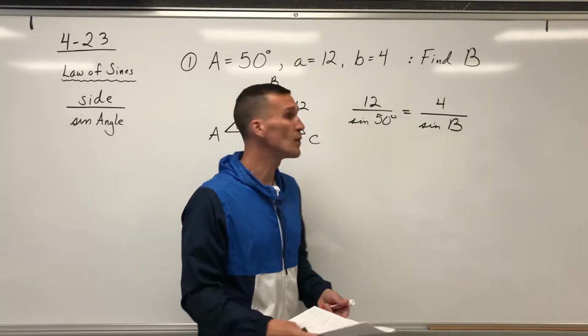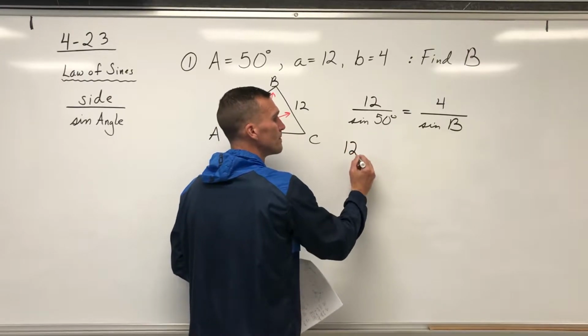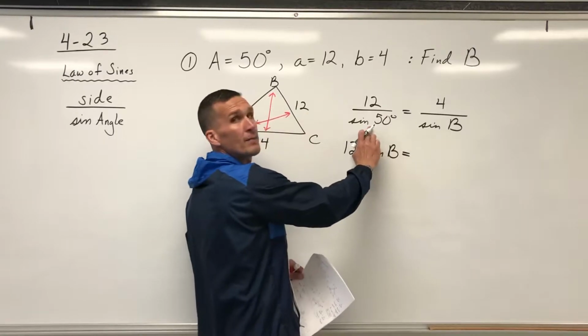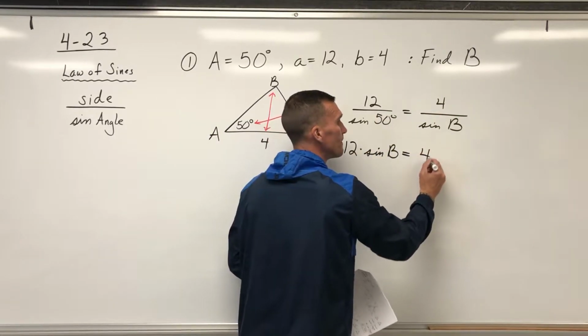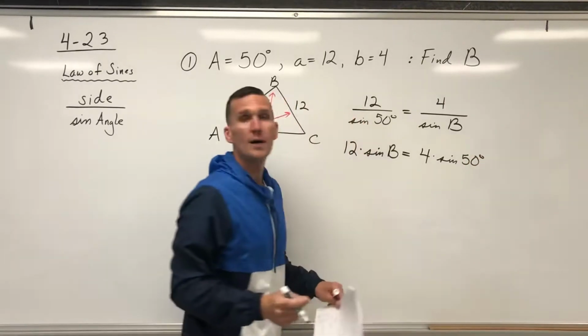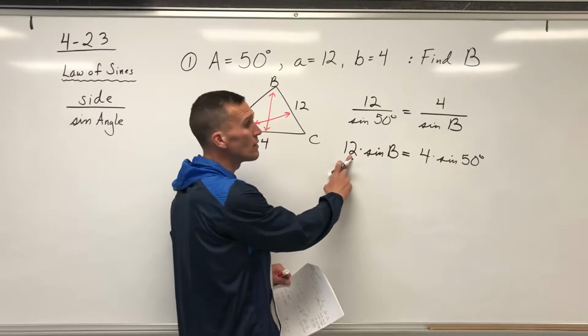We're still going to cross multiply. So I take the bottom right times the top left, and I take the bottom left times the top right. And now my job is to get B by itself. Well, the first thing I would do is divide by 12 on both sides.